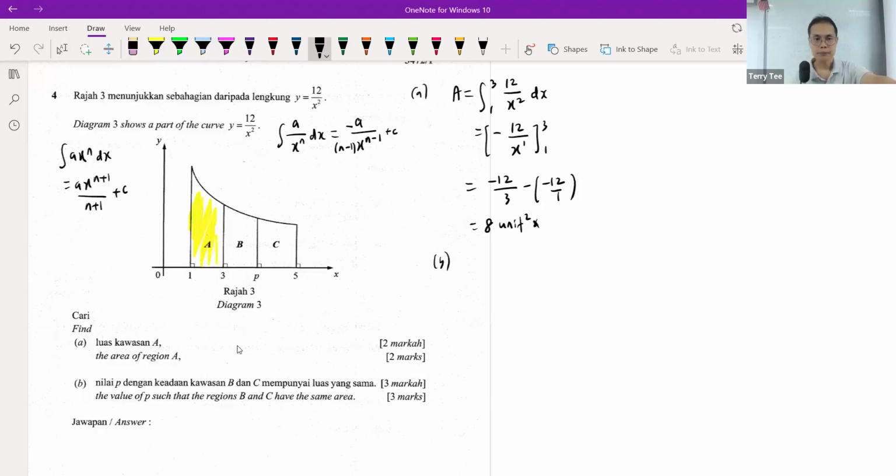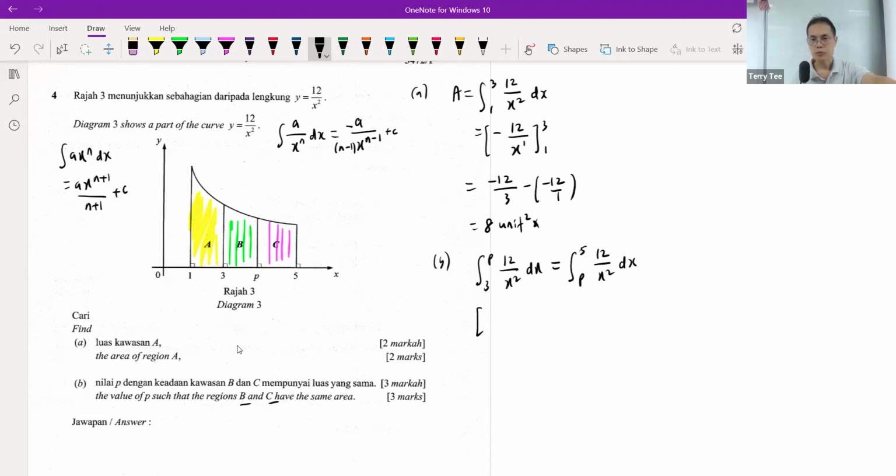So part B, they say that find the value of P such that region B and C have the same area. B is the green one, C is the pink one, right? They have the same area. So we just use back the same formula, integration 3 to P, but the limit is different. 12 over x squared dx, this is B, equals to C. C is P to 5, 12 over x squared dx.